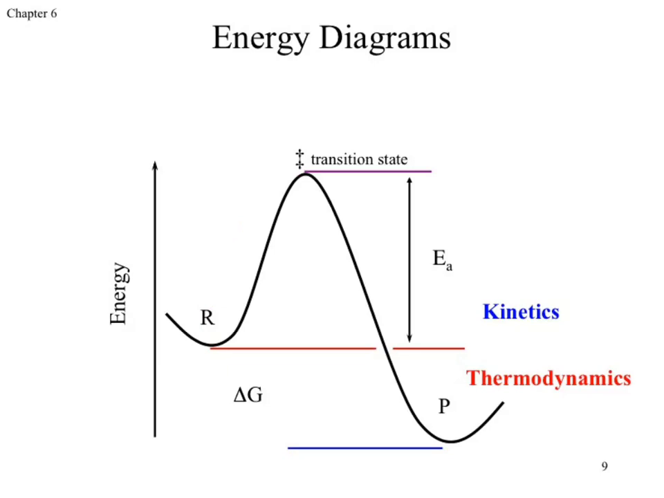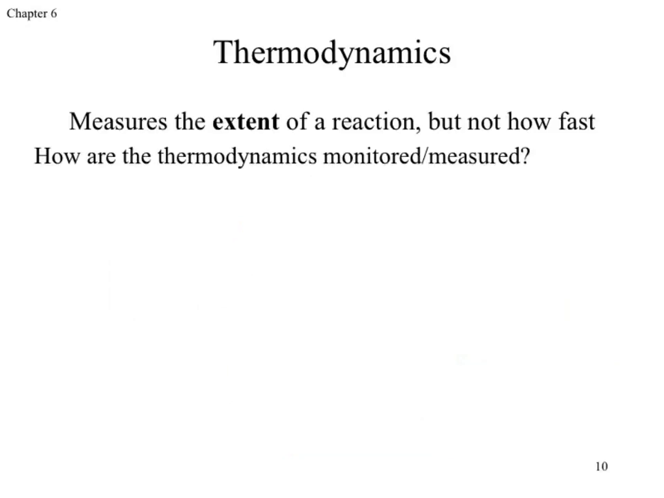The next part of this, we could look at our thermodynamics. Thermodynamics is going to measure the extent of the reaction. Okay, so how much product is formed. So we could make a really fast reaction. That could be an awesome idea. We got a super fast reaction. But what's the issue with the reaction?